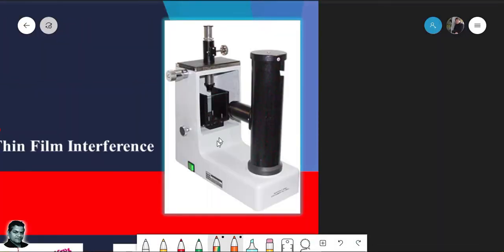So here is a bigger version of the same photograph, where this is the sodium lamp, and this switch is to power on the sodium lamp. Then the yellow light from the sodium lamp is forwarded to this setup here. This is the glass plate, and down here is the plano convex lens setup, and here is the traveling microscope, where during the experiment you look from this side, and the interference is happening here. So the Newton's rings are formed here, and you look through this microscope and you see nice interference patterns.